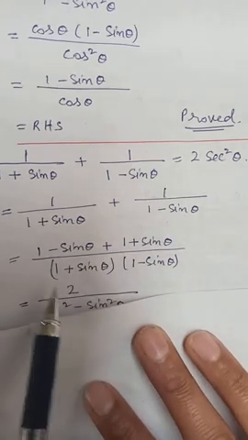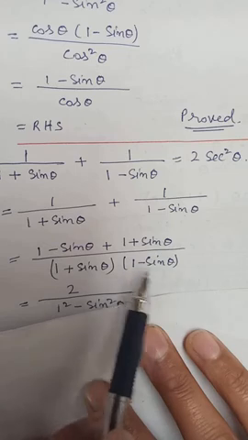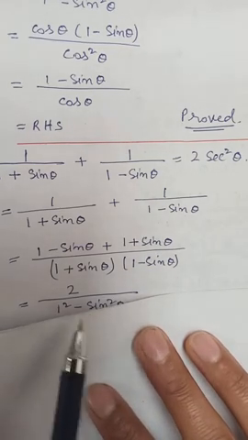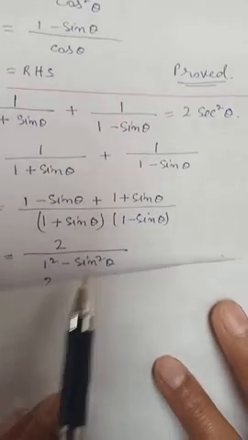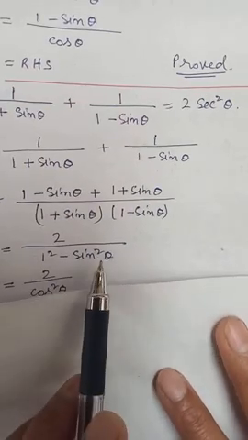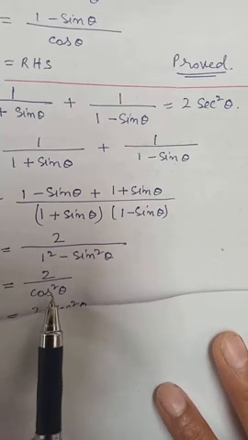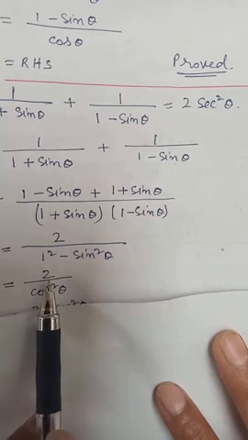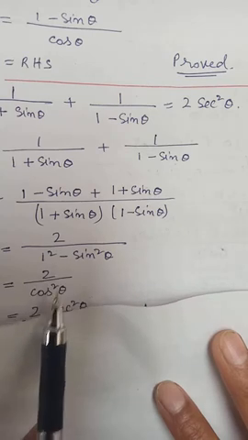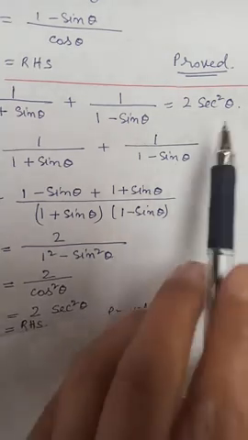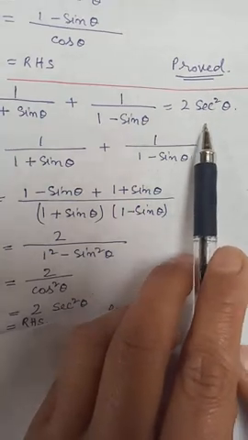1 plus 1 is 2. Here we have (a plus b)(a minus b), using the identity a square minus b square. So 1 into 1, 1 minus sine square. From the identity, 1 minus sine square is equal to cos square. The 2, let it be like that. Then 1 by cos is sec, and with the square it becomes sec square theta, which is equal to the right hand side.